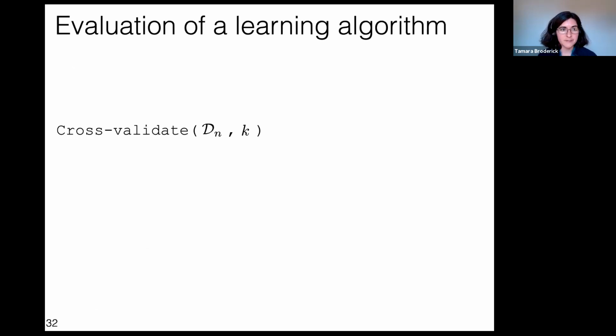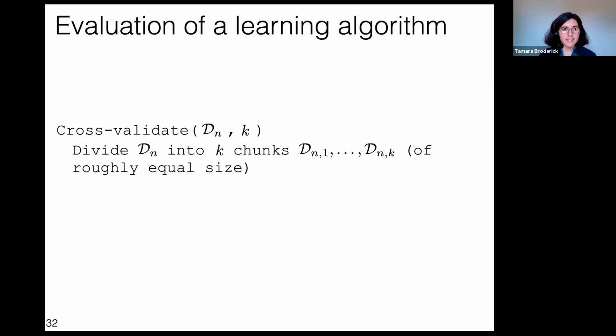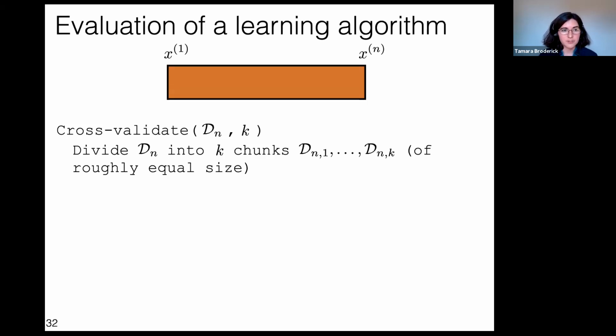The idea of cross-validation is that I'm going to have some way to evaluate my learning algorithm. In particular, it's going to take in a data set, let's call it DN, and K, which tells us how much we break down our data. We'll see that in just a second. We're going to take our data and divide it into K chunks. These are often called folds, so we call this K-fold cross-validation. Here we have our data, and let's say K is 10. So we would divide it into these 10 chunks. This would be the first one, this would be the second one, the third one, and so on.